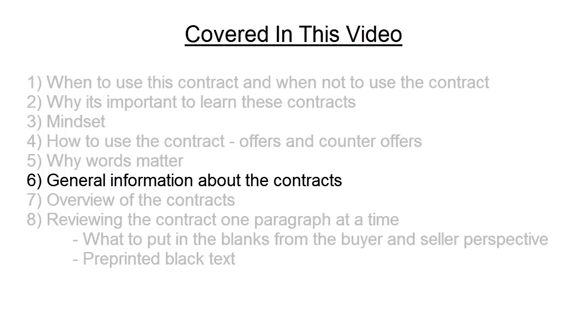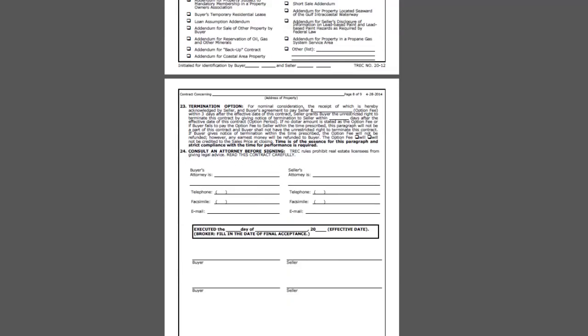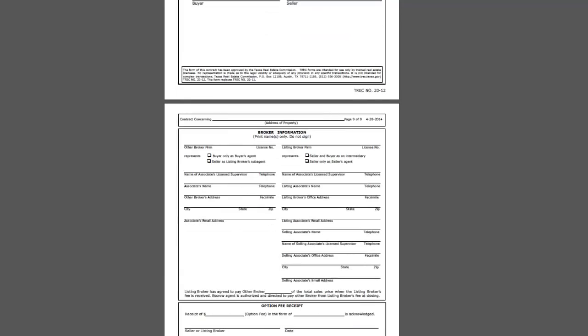So if you got a 5-day deadline and that 5 days straddles a weekend and a holiday, the weekend and holiday still counts against your 5 days. The entire contract is a total of 9 pages. The first 8 pages are the agreement between the buyer and the seller, and the 9th page is for receipts, and it's to notate which brokers are involved in the transaction.